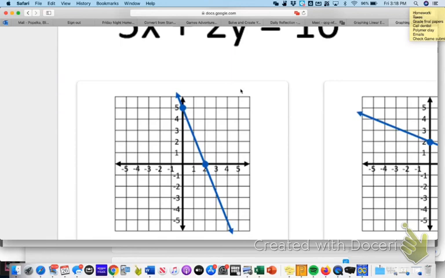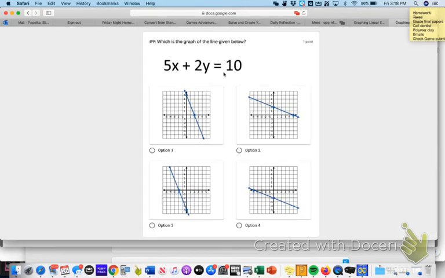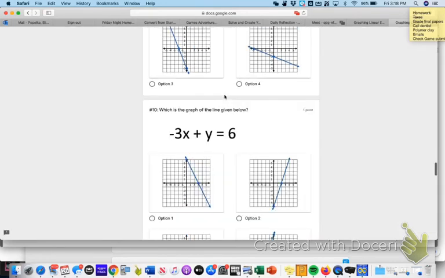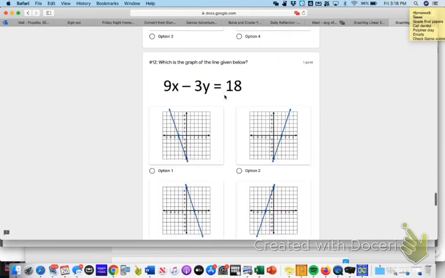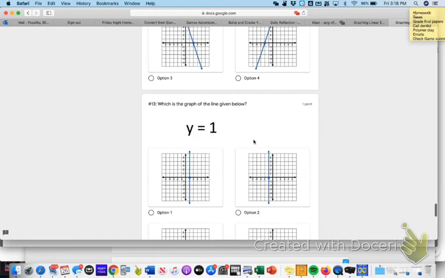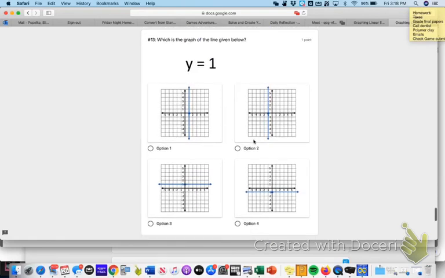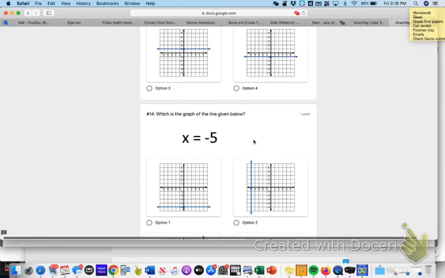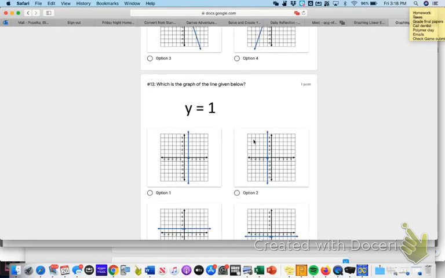So the rest of them are just going to be, so number 9 is just like number 10, 11, and 12. So you'll convert those and then see which one matches the graph. And then 13 and 14 are going to be bonus questions. So I'm not going to give you any more about that. I just want you to take your best educated guess. It's not a big deal if you don't get those correct.